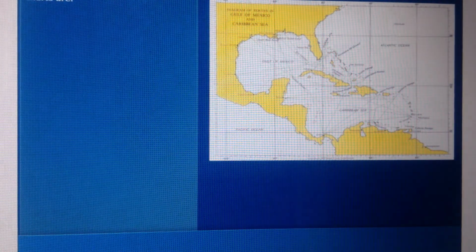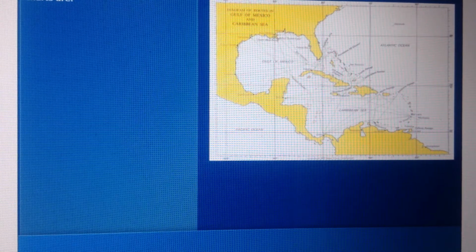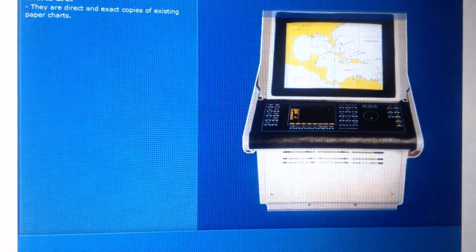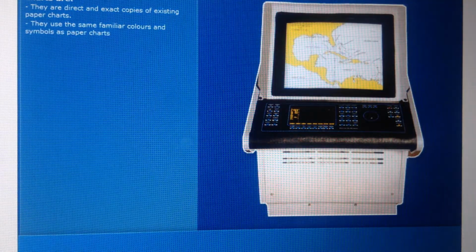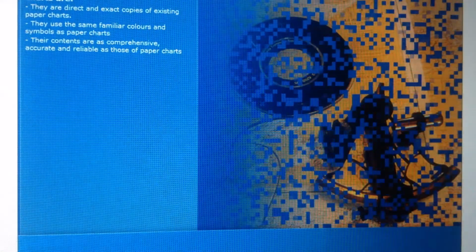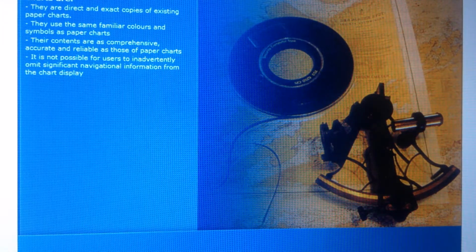The main advantages of raster charts are: they are direct and exact copies of existing paper charts. They use the same familiar colours and symbols as paper charts. Their contents are as comprehensive, accurate and reliable as those of paper charts. It is not possible for users to inadvertently omit significant navigational information from the chart display.